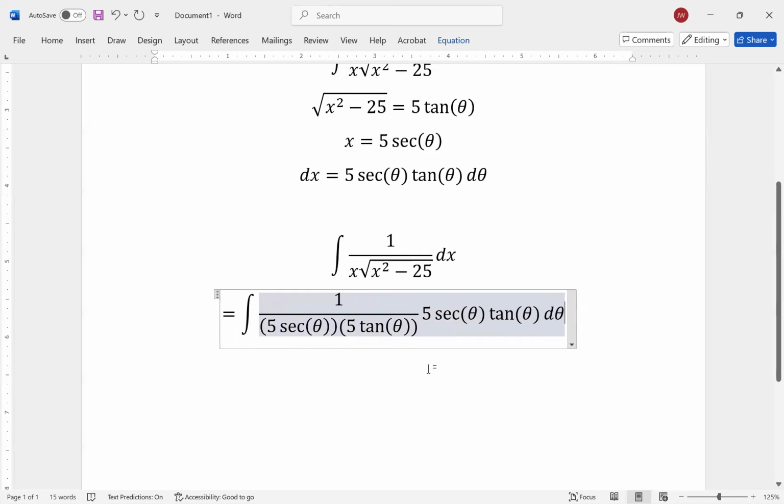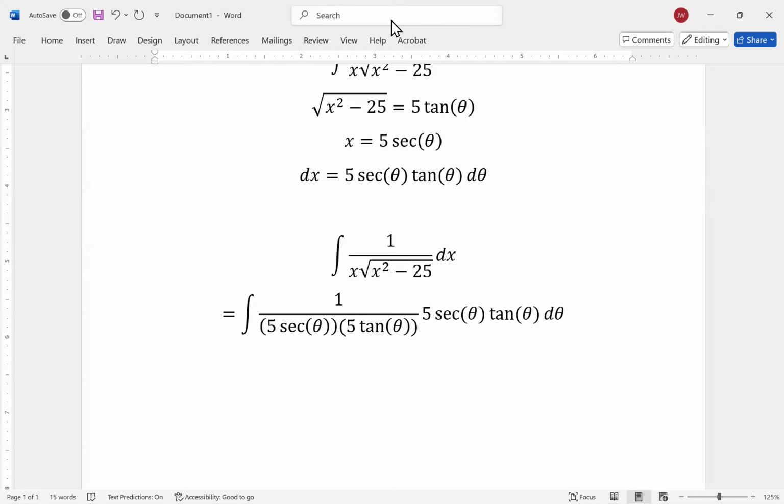Now, what's going to happen here is the following. We're going to get a lot of canceling out. The secant is going to cancel out with the secant. The tangent is going to cancel out with the tangent. And one of the 5's on bottom is going to cancel out with the 5 on the top. So all we're going to be left with is 1 over 5 to integrate with respect to theta.